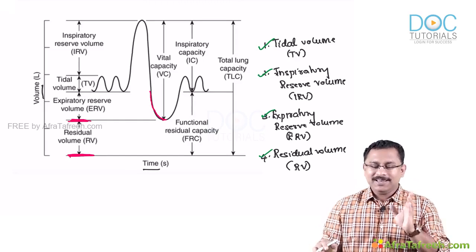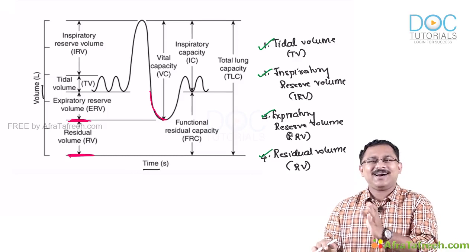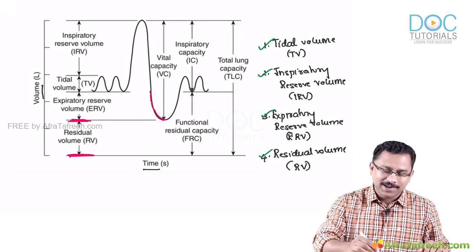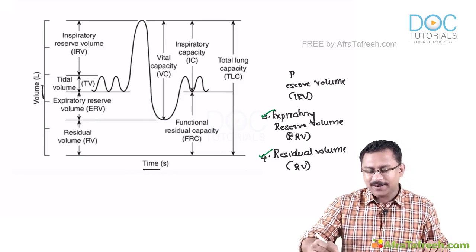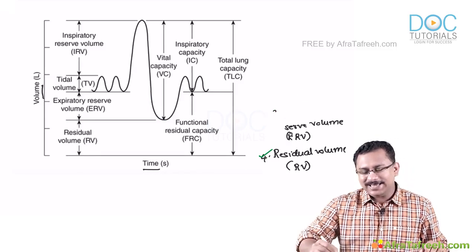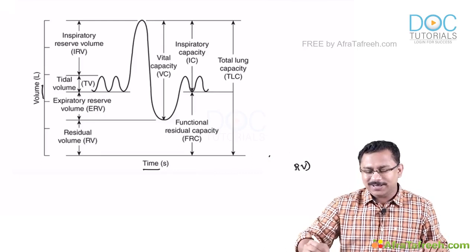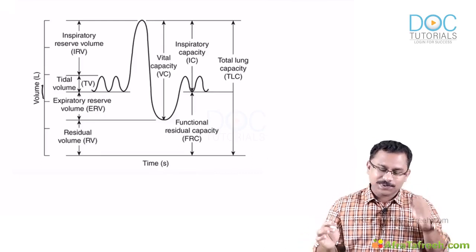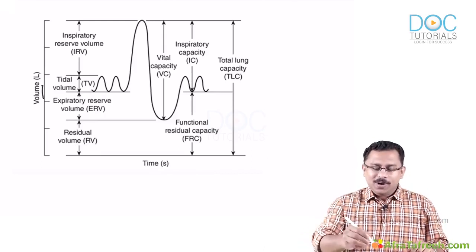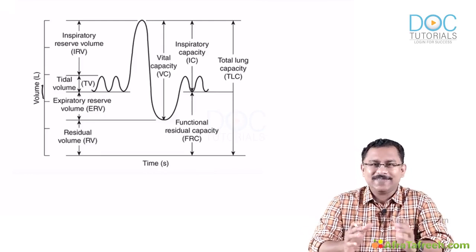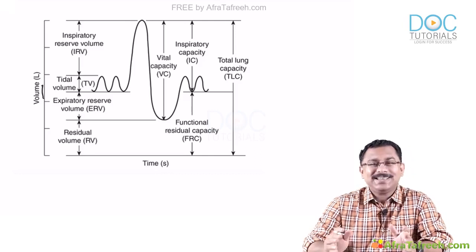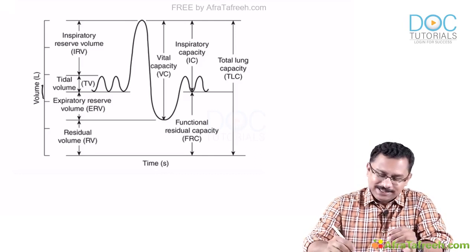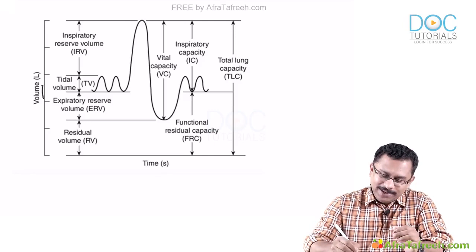Important. TV, IRV, ERV and RV are the important lung volumes. So that is very, very clear, because you have got to know these basic facts, only then you will be able to interpret the various values. Now coming to the capacities. We have learned the lung volumes. Now coming to the capacities, you also have got to learn 4 capacities. Number 1 is the inspiratory capacity.